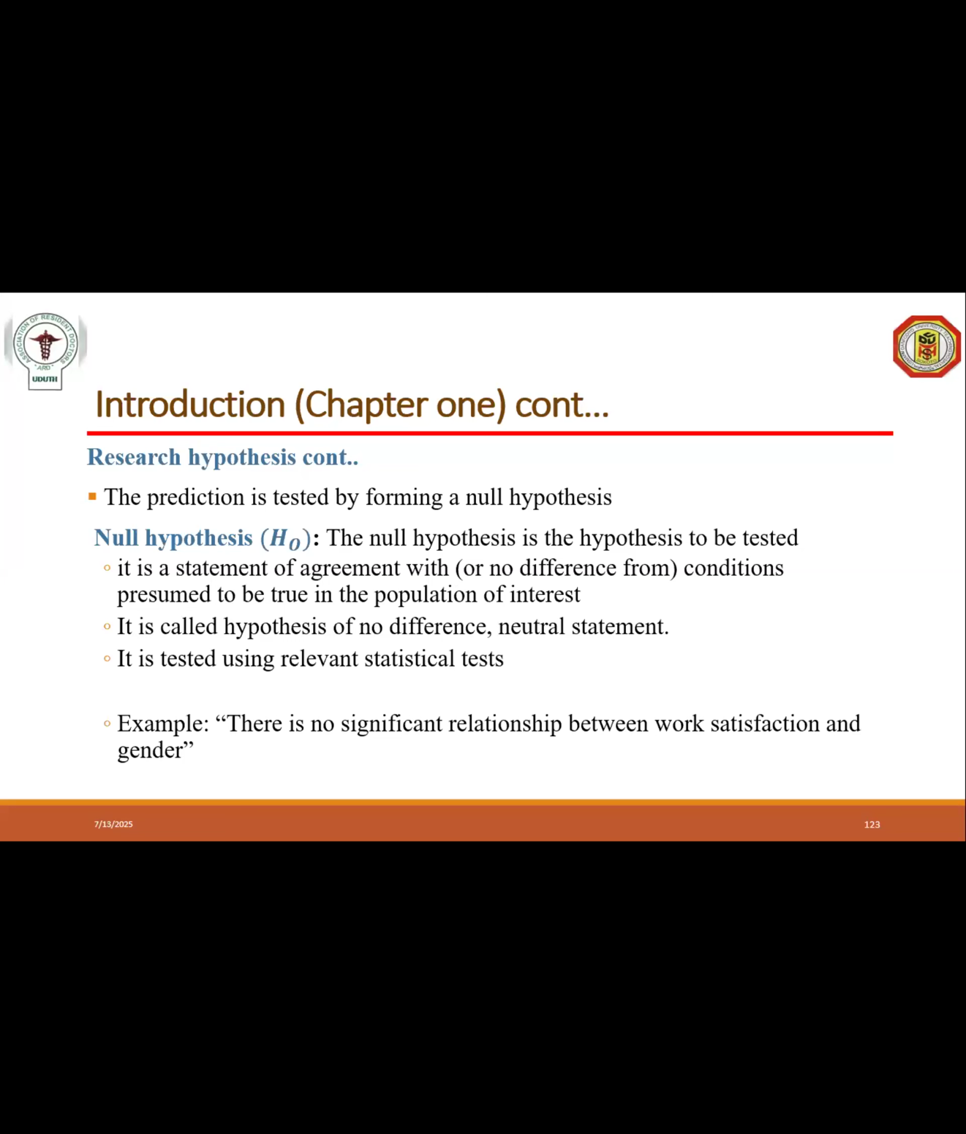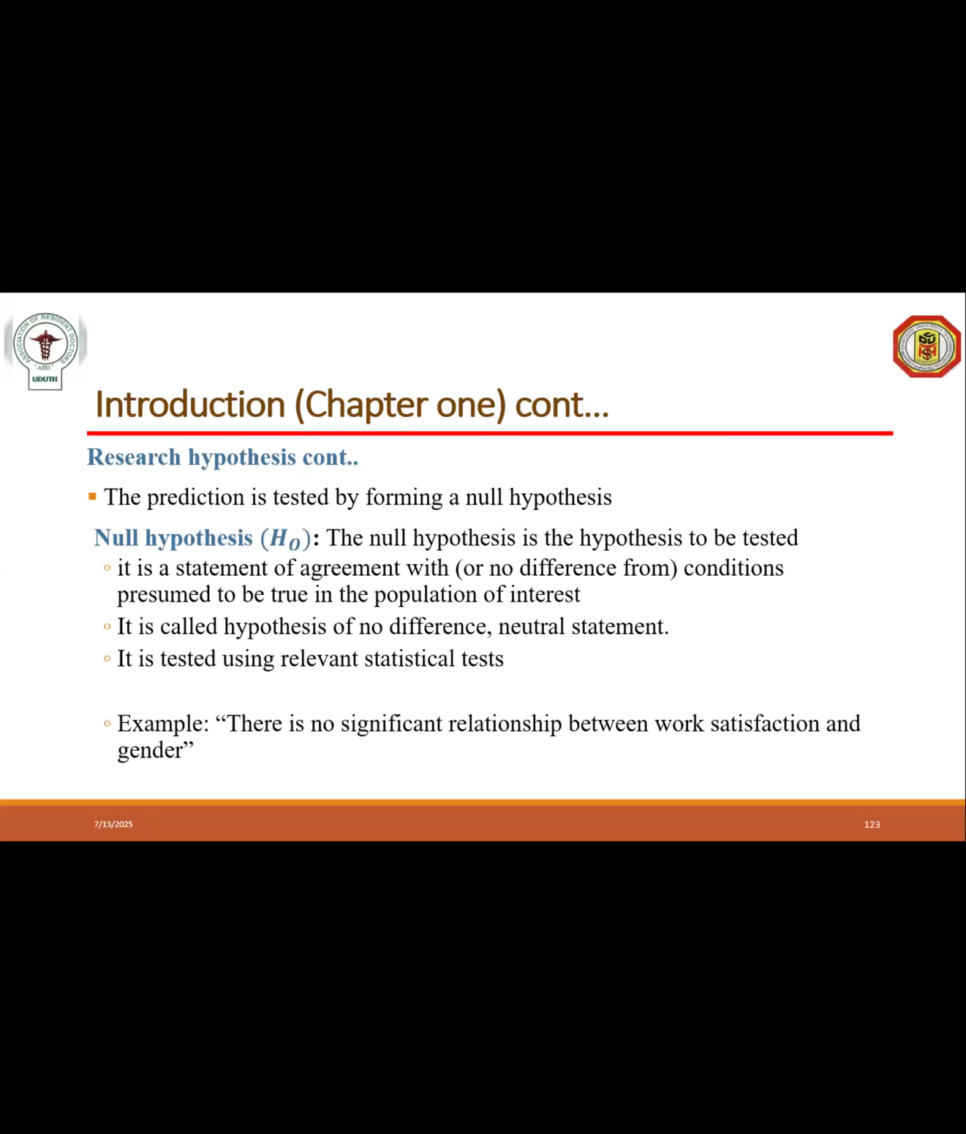So you see, you have to say this because it is a hypothesis of no difference. Maybe if you want to find a relationship between this and this, you can say there is no significant relationship between this and that. If you want to find the difference, you can say there is no significant difference between this and that. So that is null hypothesis. It is also saying there is no.